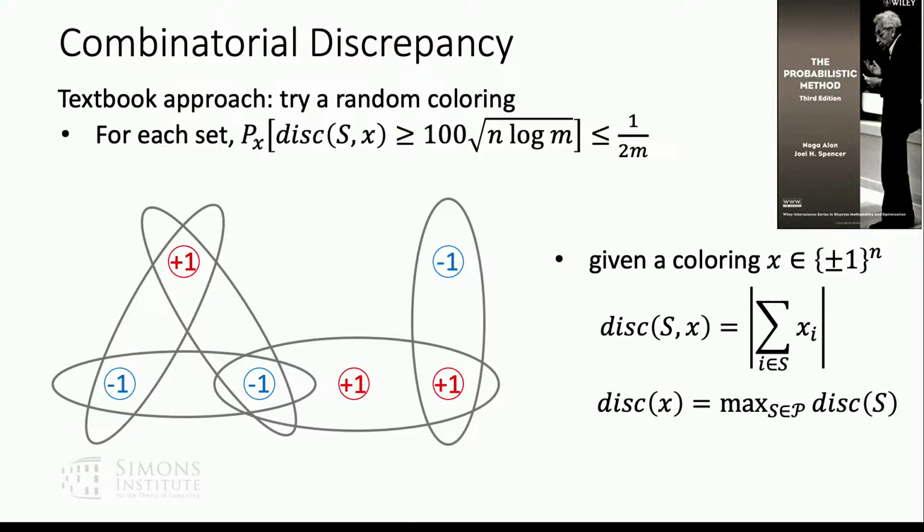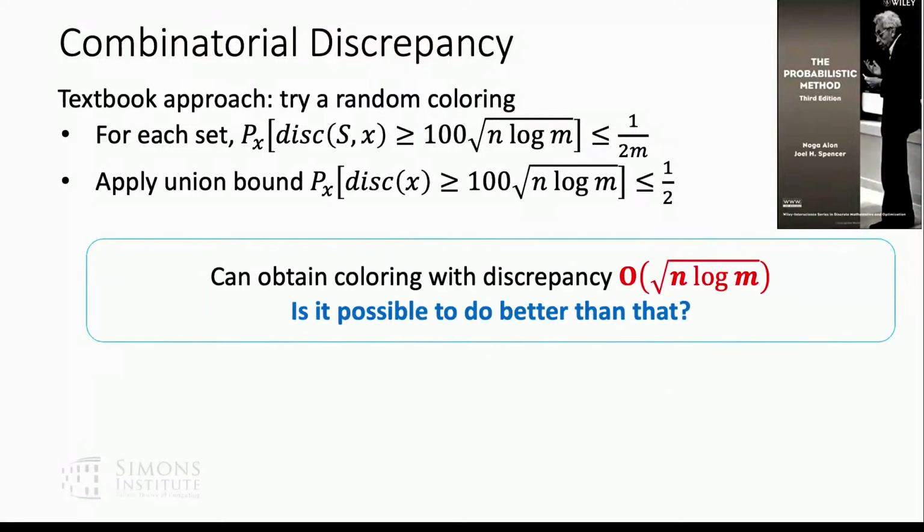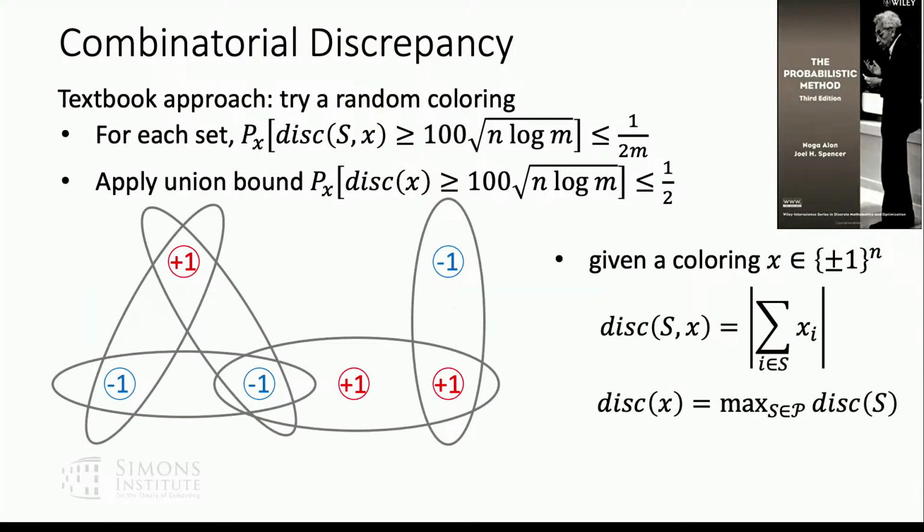And of course, now I can just union bound over all of the sets in my system, right? I have m sets. The probability of a bad event for each of them is bounded by 1/2m. So this just tells me that, with probability at least half, the discrepancy is going to be bounded by order root n log m. So everything standard so far. I haven't done anything too fancy.